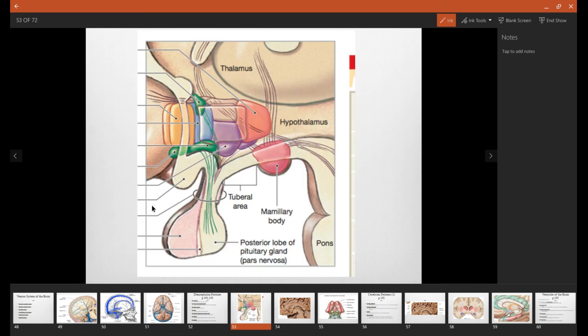So as we take a look at all these structures, this is a picture of all of these functional units, which we're not really going to be concerned with. But we can see the infundibulum really well right here, connecting the pituitary gland up to the hypothalamus. We also see a really good mammillary body right here, which is this swelling.